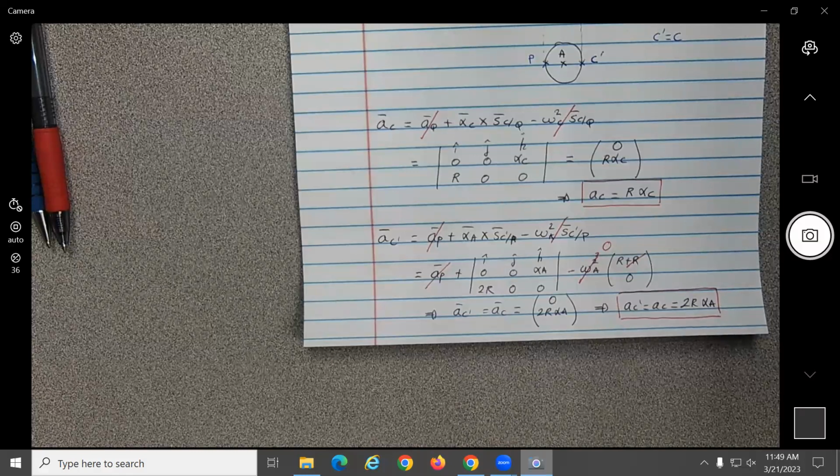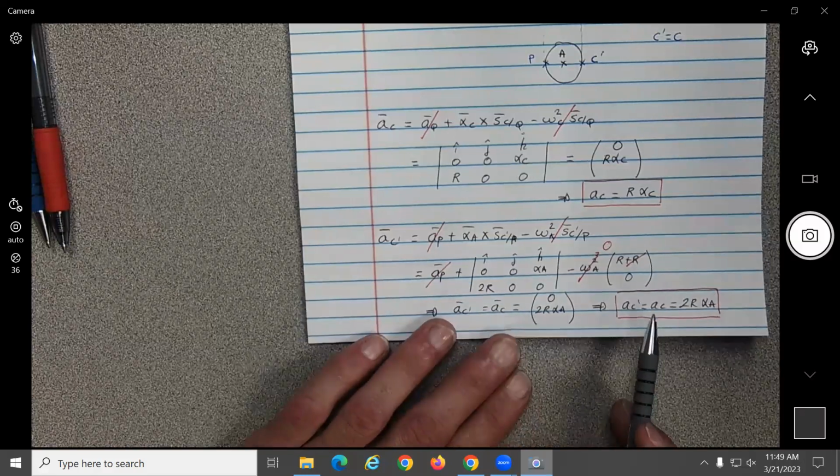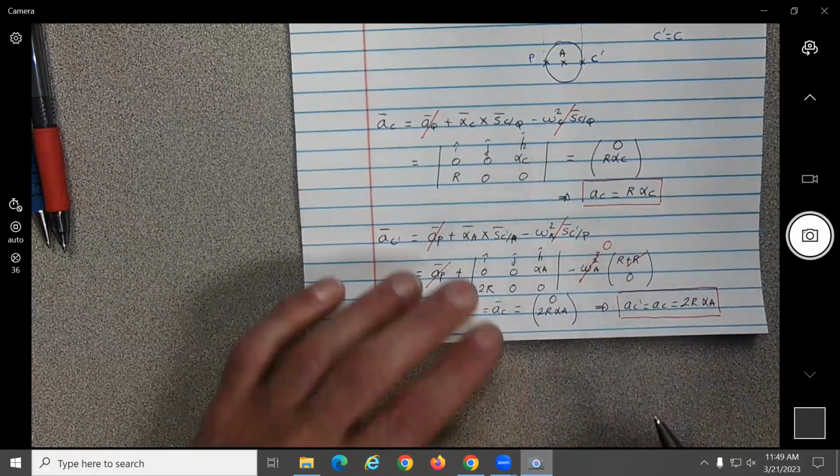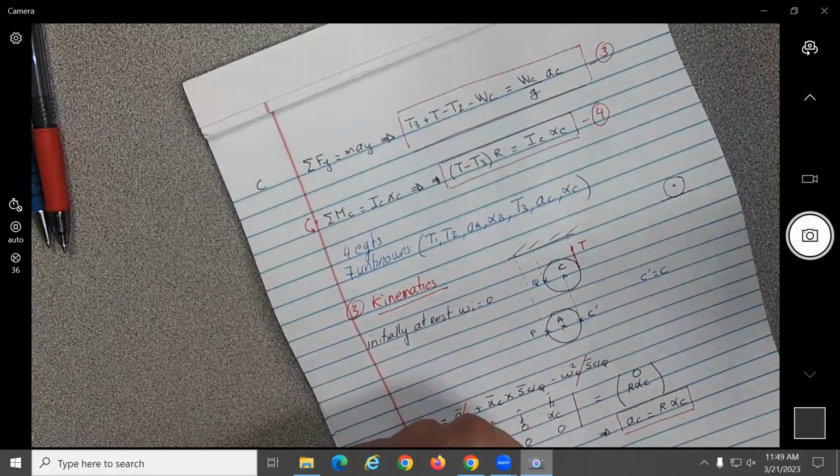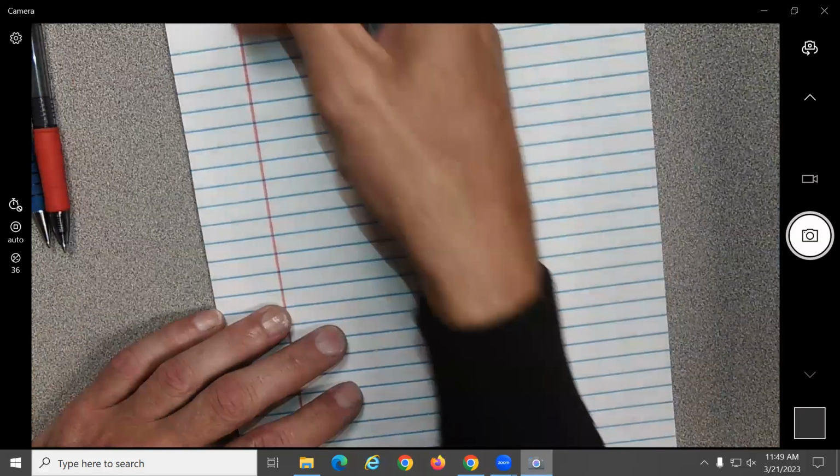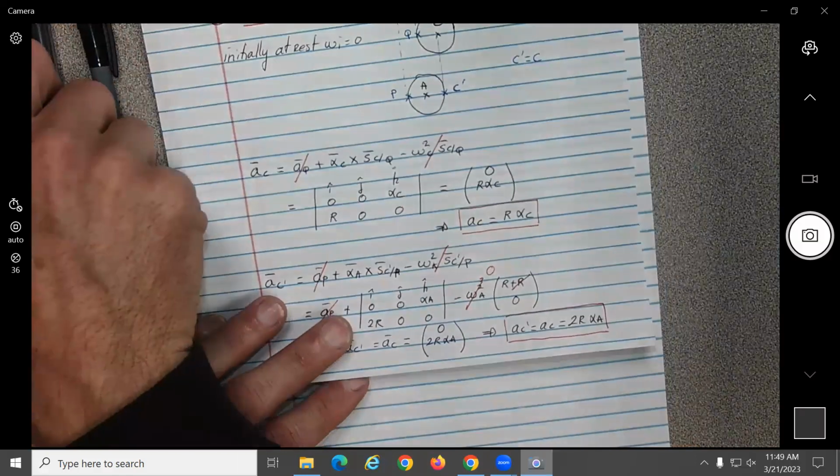Okay, now what can I do? Why are we doing all this? So we're going to equate this one to this one, no? All right. So really, just put numbers if you want.